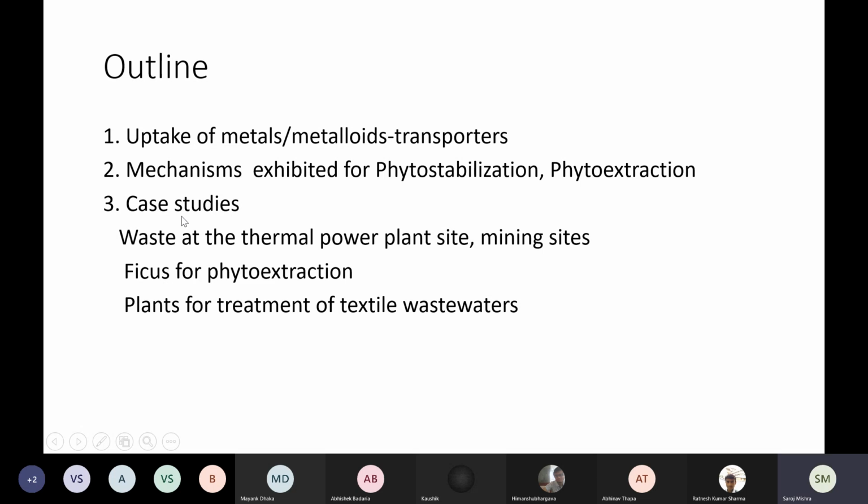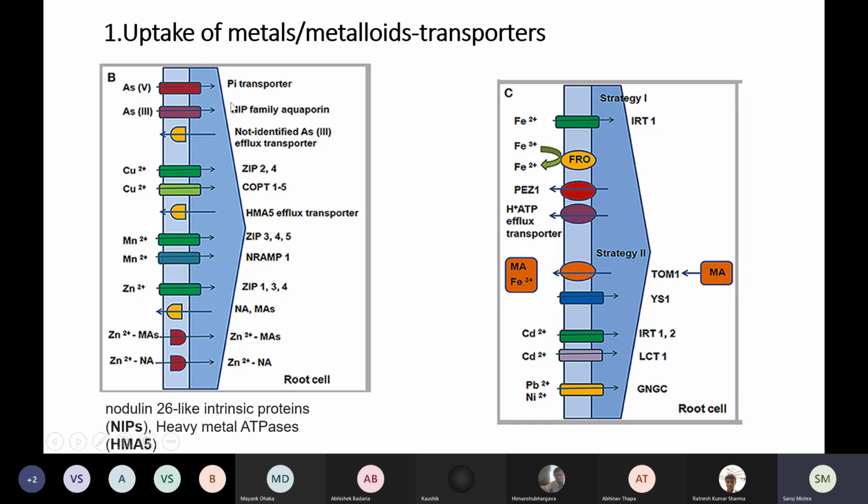Then I will also discuss with you certain case studies. And these case studies are going to let you know that there are practical examples where several trees have been planted in order to remediate the soil at the thermal power plant or at the mining sites, or a tree like ficus, for example, can be used for phytoextraction, and similarly plants for treatment of textile waste waters. All right. So the coming few slides are going to be organized in this particular order. And the first thing is therefore the uptake of metals.